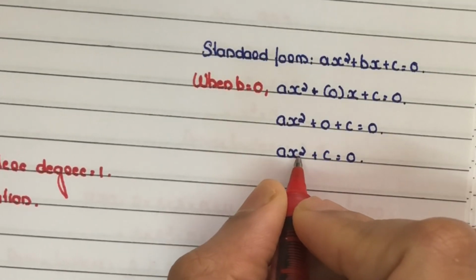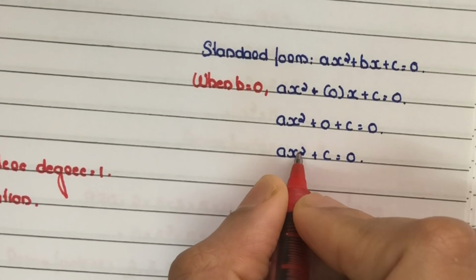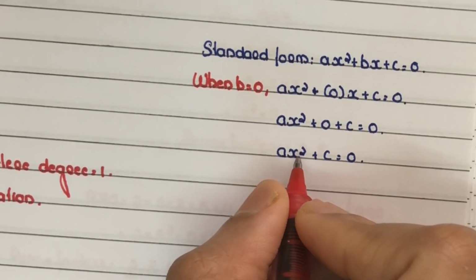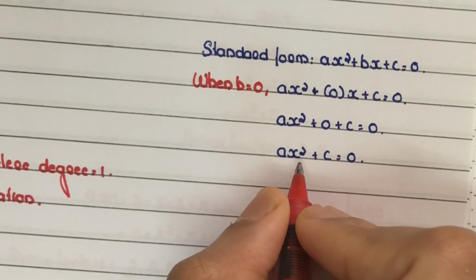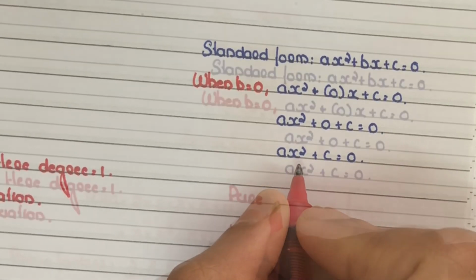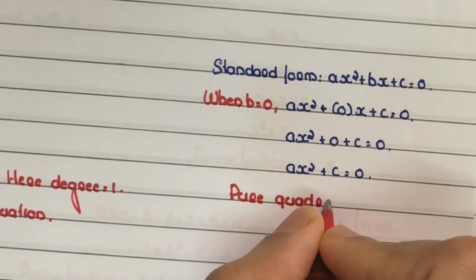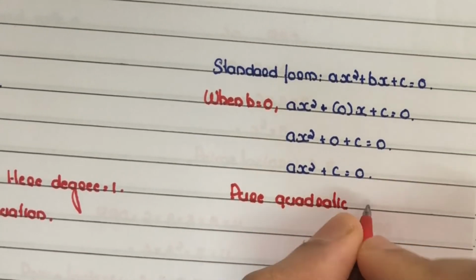Now, what's the degree of this equation? Again, this is a second degree equation, that is, a quadratic equation. But this type of equation is known as a pure quadratic equation.